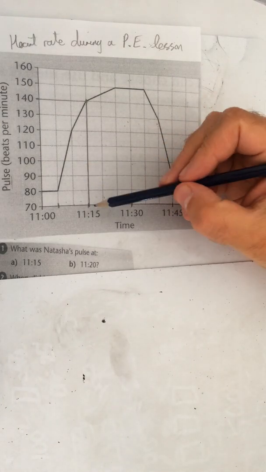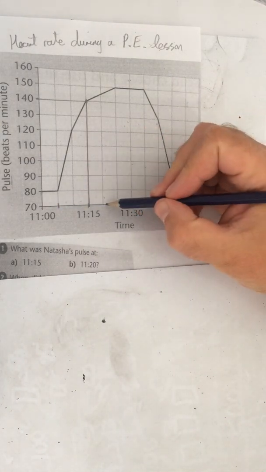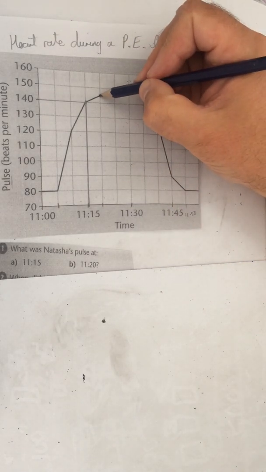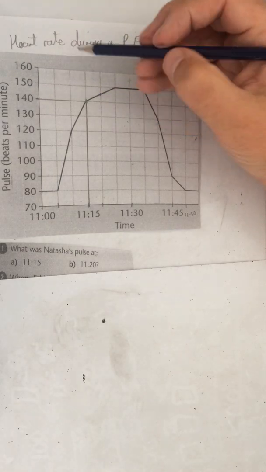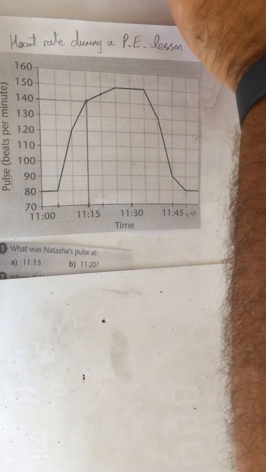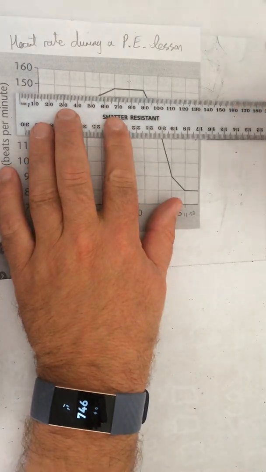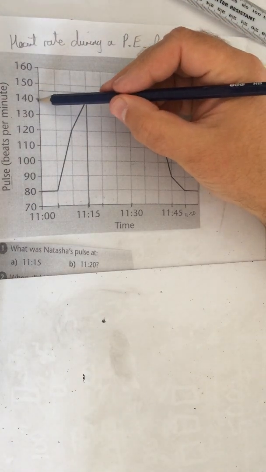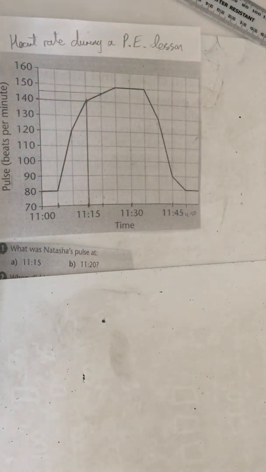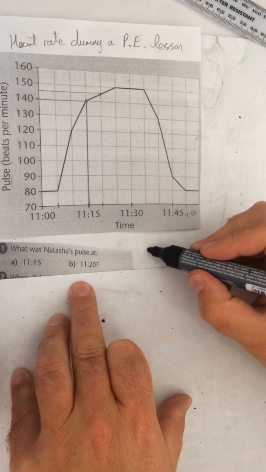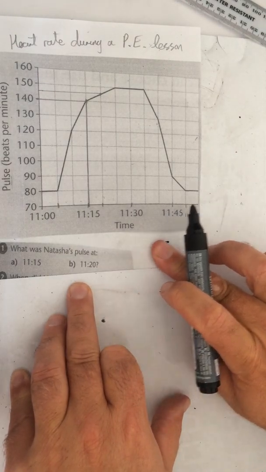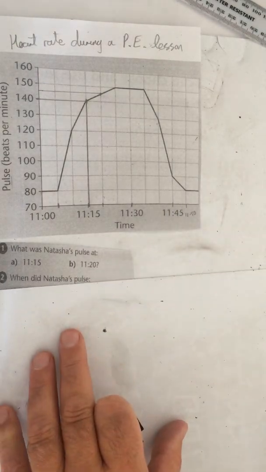So let's have a look. 11:20. We know each of these gaps is 5 minutes. So that'll be 11:20, 25, 30. Yes, 11:20. So we go up to here again, and we go across. If I go across from here, I can see that it's halfway between 140 and 150. So that would be 145. So B would be 145 beats per minute, okay?